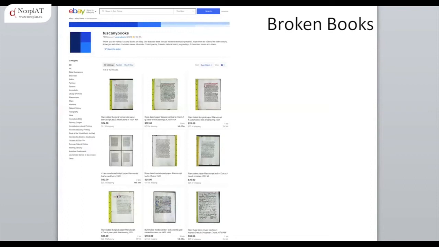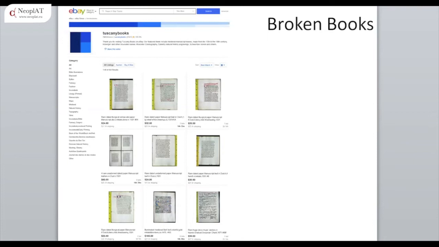The next big group of ways that things are fragmented is what we call broken books. This happens still today. This is from today's eBay. You'll see that Tuscany Books here is selling several pages of a rare dated paper manuscript leaf in Dutch. All of these have 19 lines per page. And so in this case, what happens is you buy a book, you buy a manuscript, it costs a certain amount of money, and you can make a lot more money by tearing the book apart and selling off the individual leaves. And so people do this, and it's been a practice for over a century.